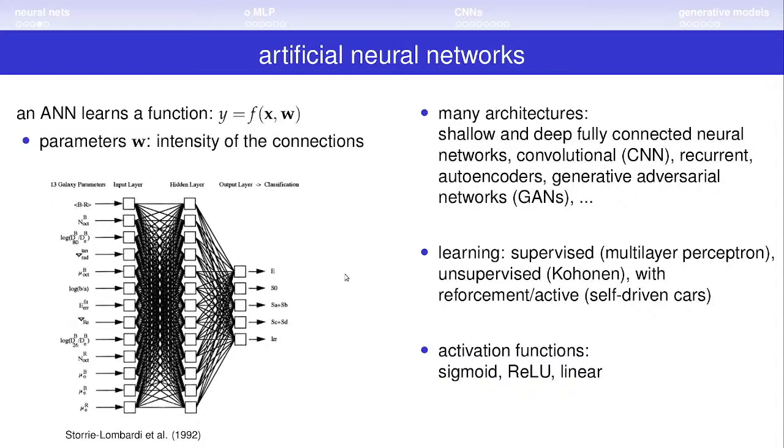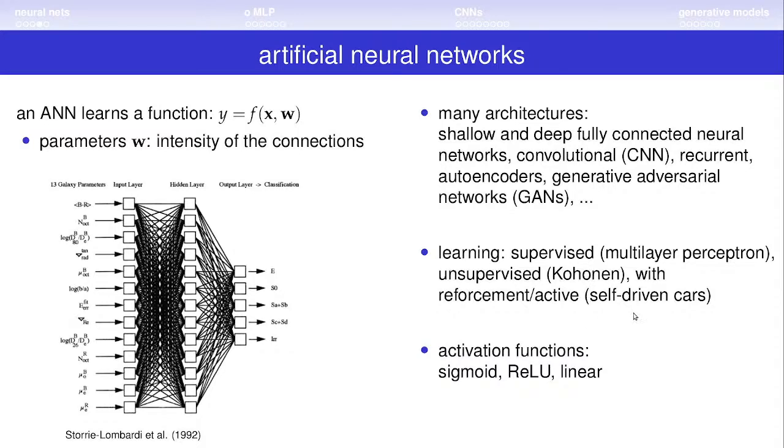In the epoch, in 1992, when this neural network was produced, its performance was already comparable to the best human specialists. Since then, many other architectures appeared, and we can talk about shallow and deep fully connected neural networks, or convolutional neural networks, recurrent networks, autoencoders, and so on. Even in terms of learning, we can see different approaches, like the one used in supervised neural networks, like this one, which is an example of a multilayer perceptron. But we also have unsupervised neural networks, like the Kohonen, and other types of learning, like reinforcement learning or active learning, that is used in self-driving cars.